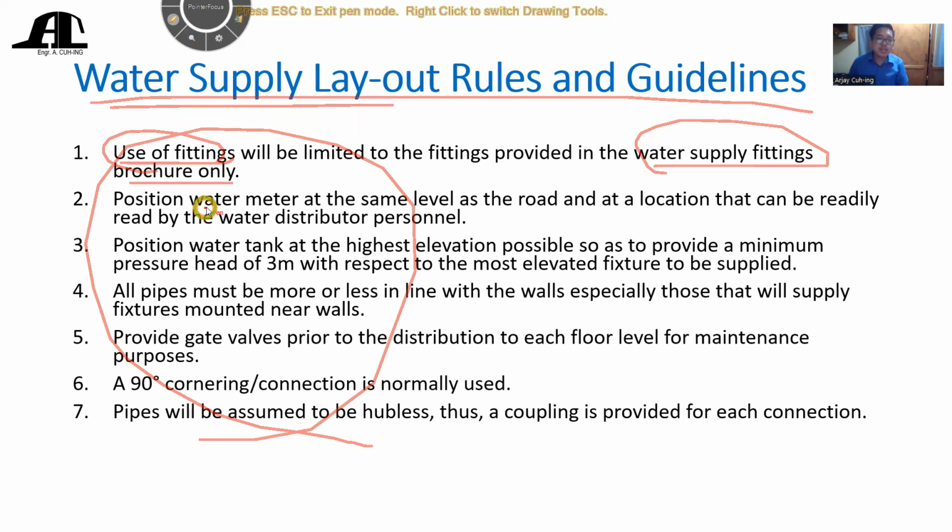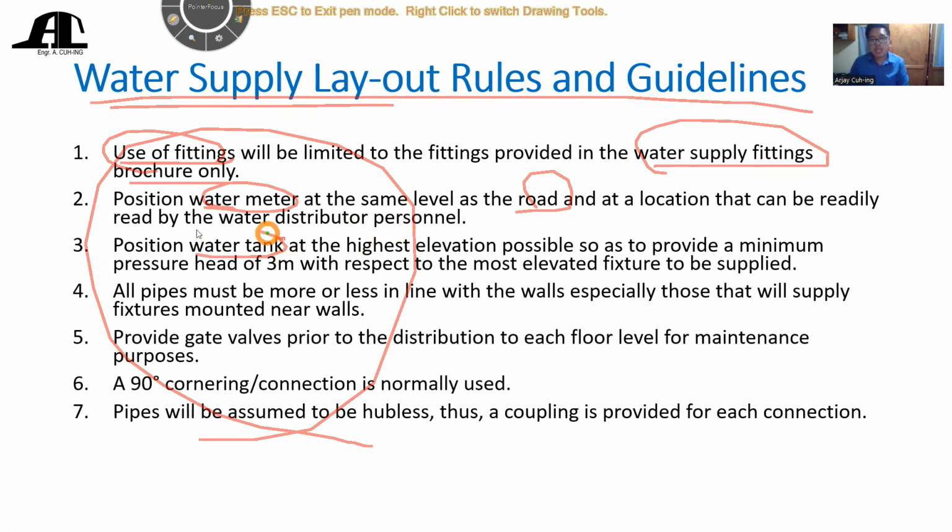Okay? Tapos, class, yun nga, we have to position the water meter at the same level as the road. Supposedly, syempre, in consideration dun sa magbabasa ng water meter natin. Kasi baka yung water meter mo, nilagay pa natin dun sa roof deck. Kapag may mag-read na personnel from the water distributor natin, kailangan pa niya pumunta sa roof deck. So in a way, we position our water meter on the road level that can be easily accessed by our water distributor personnel.